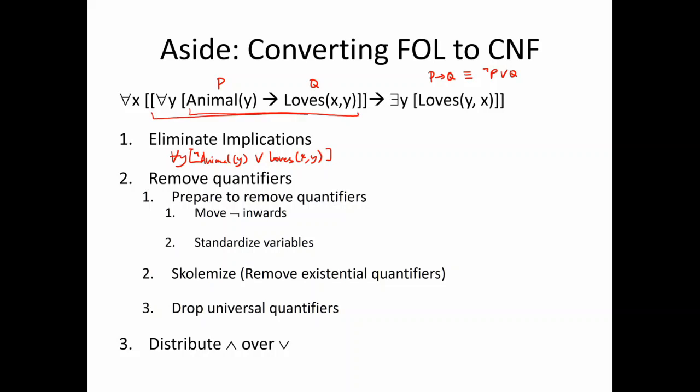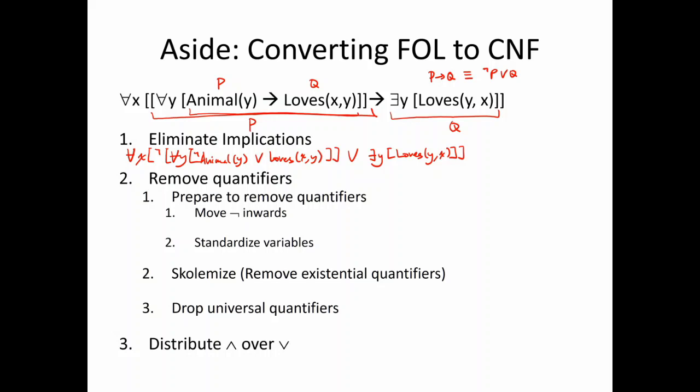This whole thing is a P, and this thing is a Q. So we put a not around that, or there's just a Y loves YX. And then we have a universally quantified X surrounding everything. Okay, so we're done with the first step.